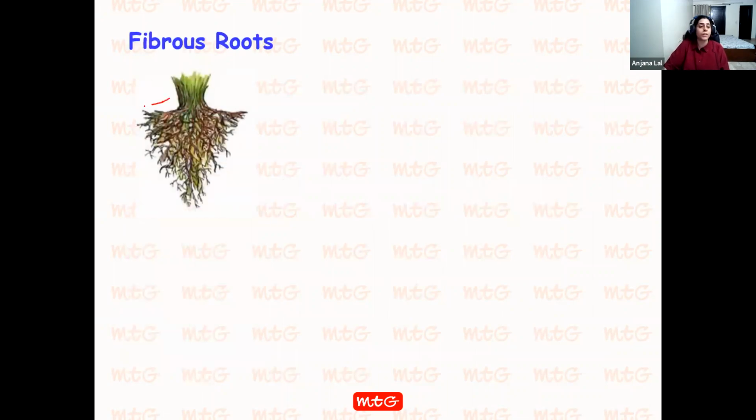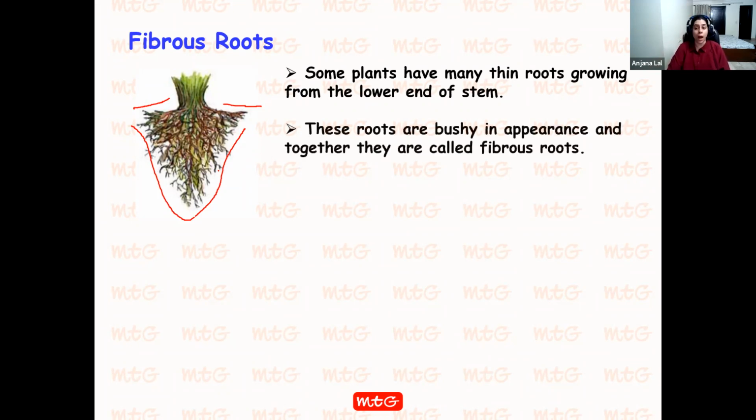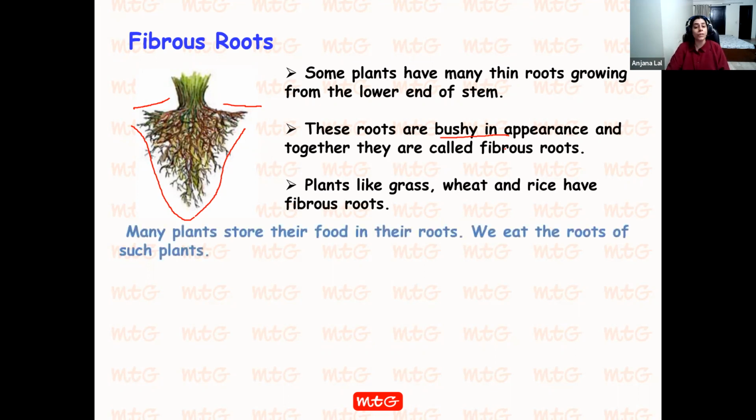And what is the other root that we are going to talk about? That is the fibrous root. Now, if you look at the fibrous root, it's like a bunch of grass. There is no primary root here. There is no secondary root here. It's just that there are thin roots growing from the lower end of the stem and they look like a bushy bunch. So this is what fibrous roots are. They are bushy in their appearance and together they are known as fibrous roots. Plants like grass, wheat, and rice have fibrous roots.